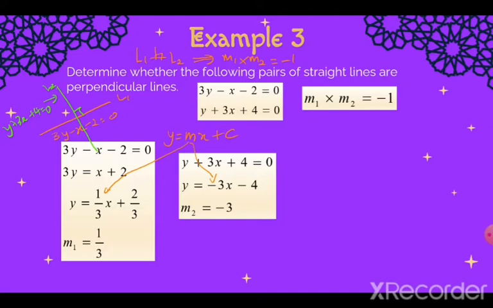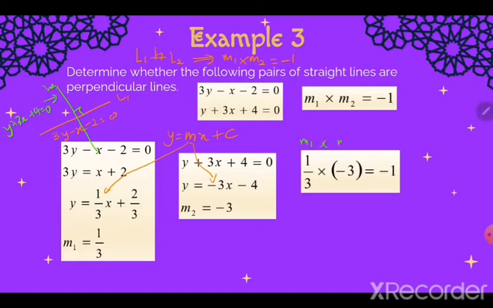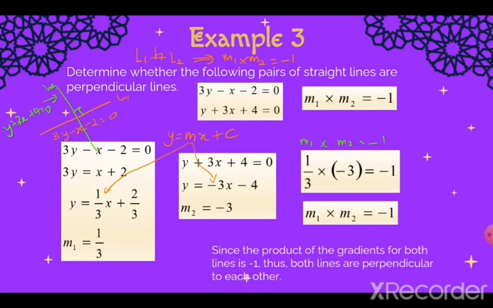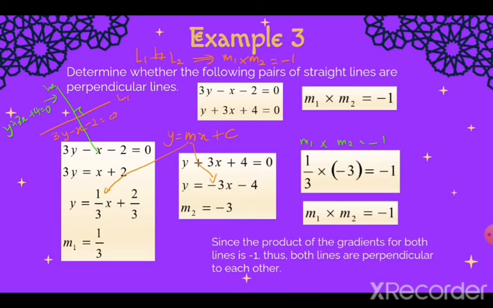Again, when we talk about perpendicular lines, the product of the gradients must be equal to negative 1. So the next step, of course, we need to find m1 times m2. So 1 over 3 is our m1 and m2 is negative 3. So 1 over 3 times negative 3, we have negative 1. Since the product of both gradients is negative 1, therefore we can say that both lines are perpendicular to each other. Simple, right? This type of question is very easy.